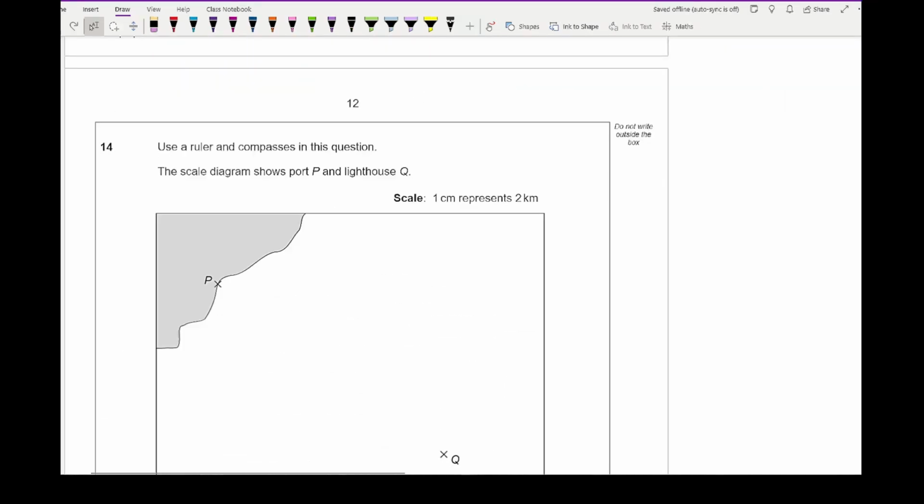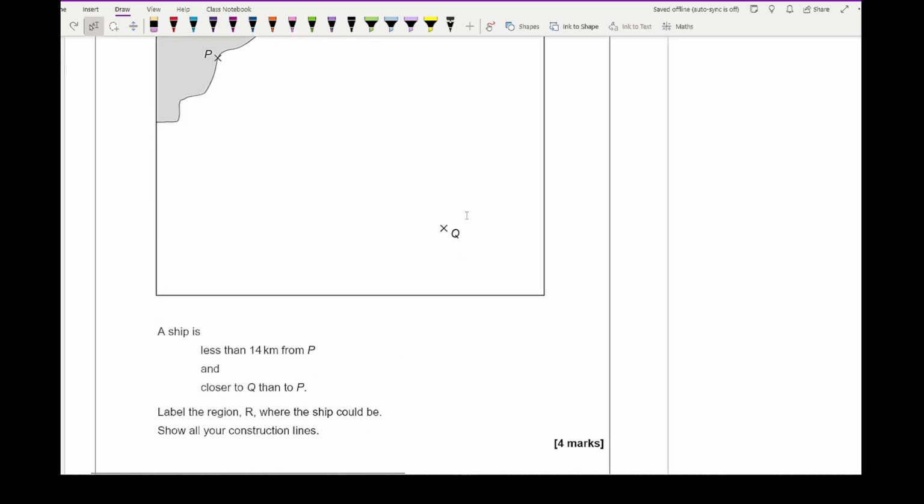Now for question 14, it says use a ruler and a compass in this question. The scale diagram shows port P and lighthouse Q, and we've got a scale of 1 centimetre equals 2 kilometres. The question is saying that a ship is less than 14 kilometres from P and closer to Q than to P. Label the region R where the ship could be. Show all your construction lines.